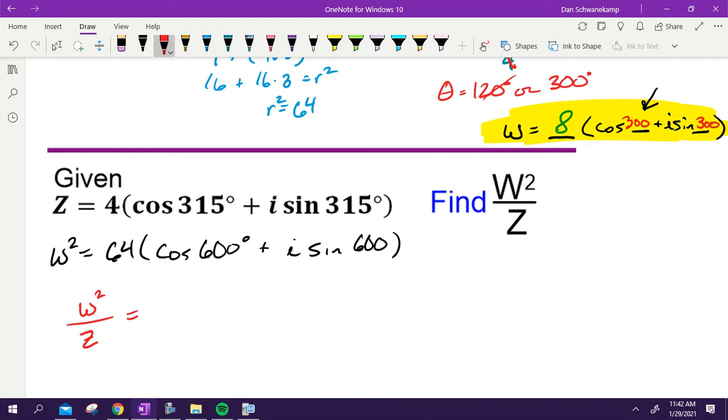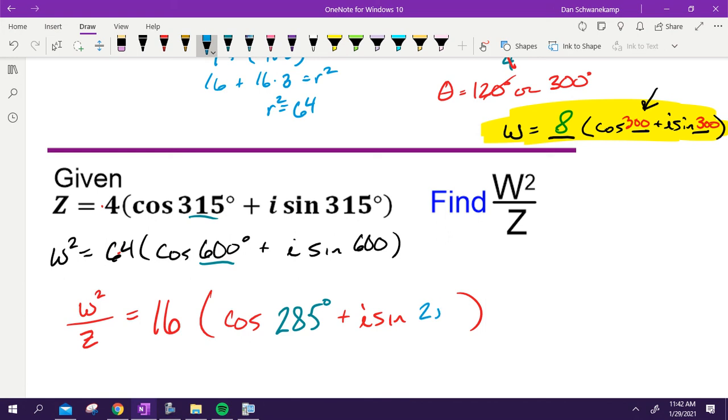Evelyn, what am I going to do to get the radius here for W squared over Z? 64 divided by 4. So 64 divided by 4, that gets me 16. And then it's cosine of my angle. What am I going to do with my angles here? If I have 600 and 315, what do I need to do? Subtract. 600 minus 315 gets me 285. Plus I sine 285. Boom.